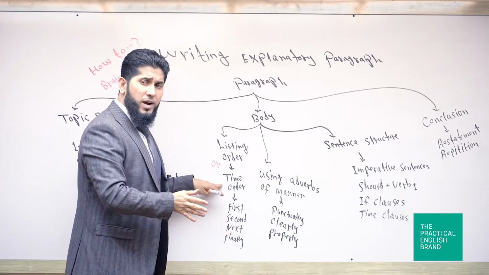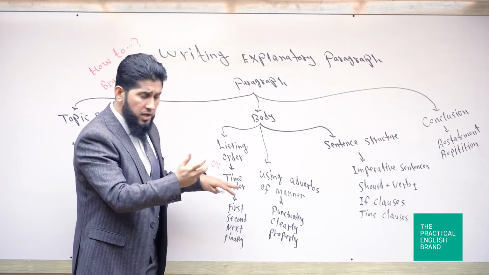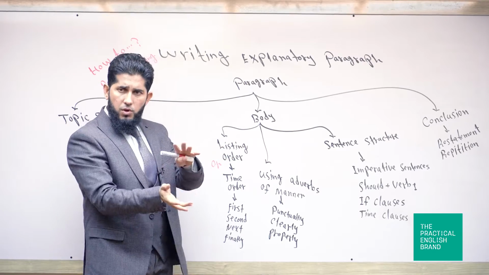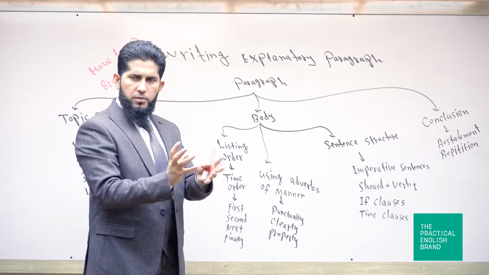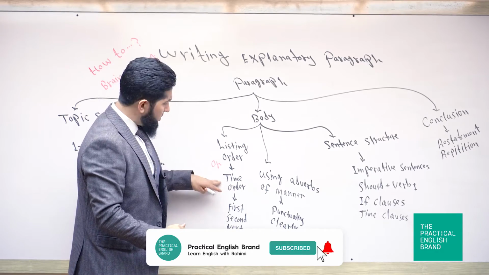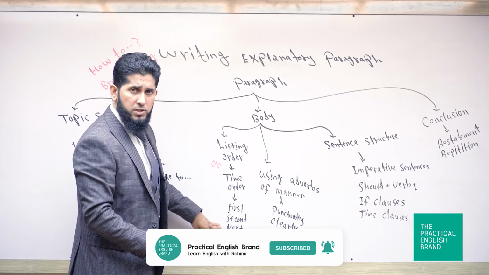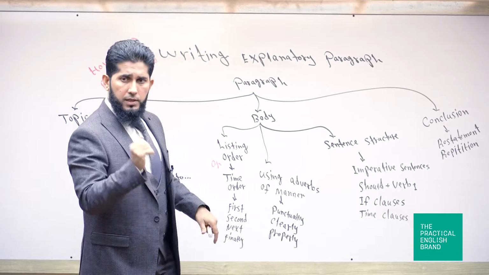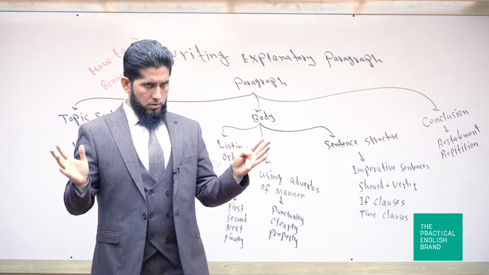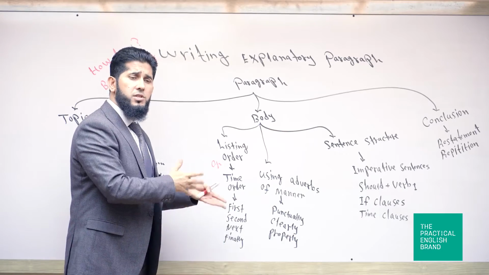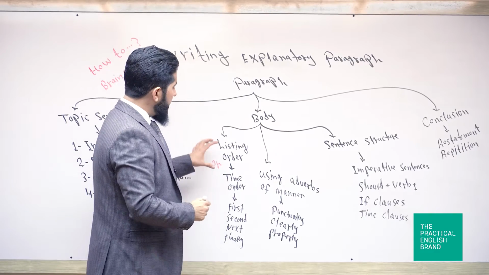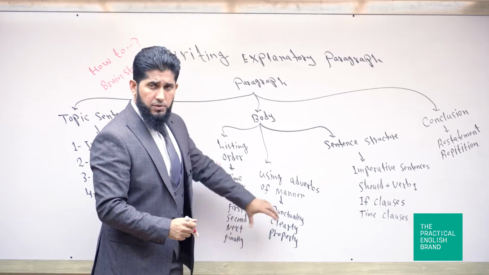So time order means what? Specific order that you cannot change. But listing order is changeable. The ideas could be brought first or second or third, or you may change the positions of the ideas. I hope it's clear. For both types of orders, you need these transitional signals: first of all, second, third, fourth, after that, finally, okay? The same kind of transitional signals are used for both orders.